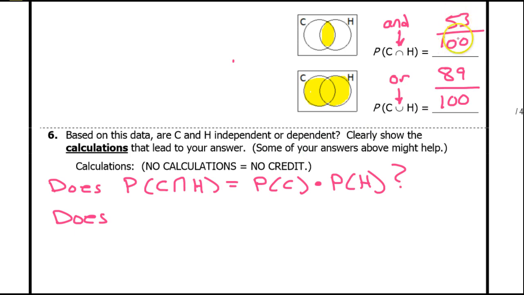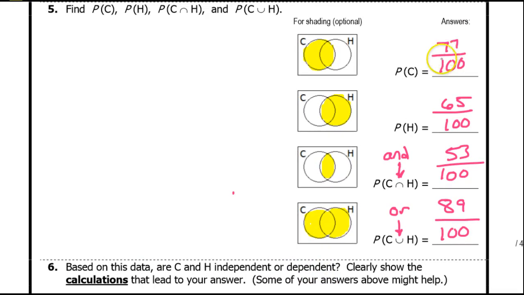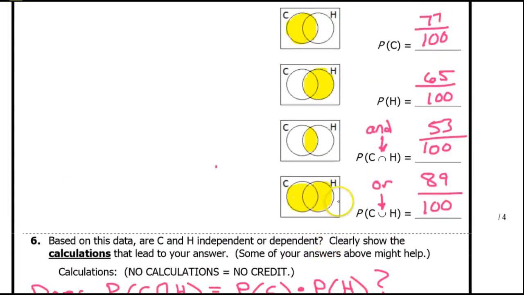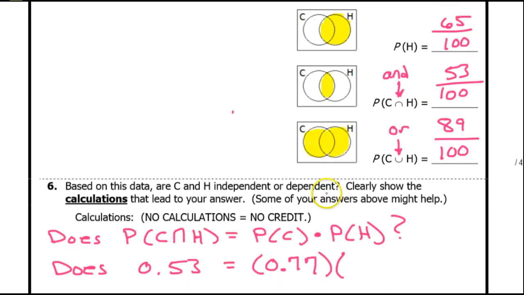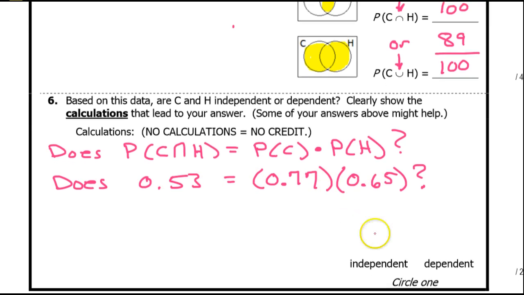I think it will be easier if we convert this to a decimal. 53 divided by 100 is the same thing as 0.53. We just move the decimal point twice to the left. So does this equal the probability of C times the probability of H? But the probability of C is going to be 0.77. Okay, and the probability of H is going to be 0.65. All right, now if the answer is yes, then we're going to say independent. If the answer is no, then we're going to say dependent. All right, so let's check it and see.